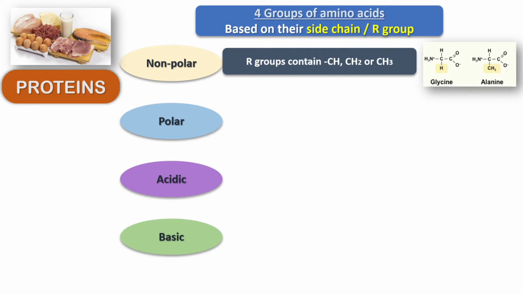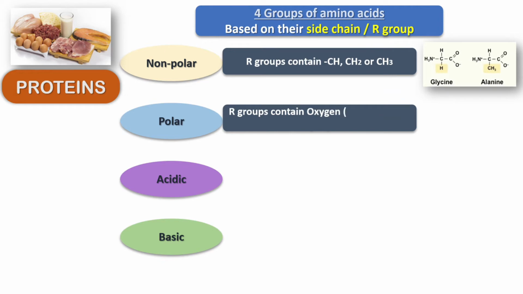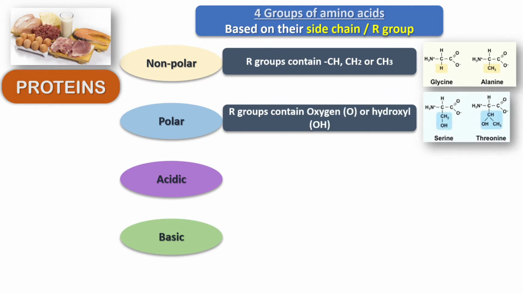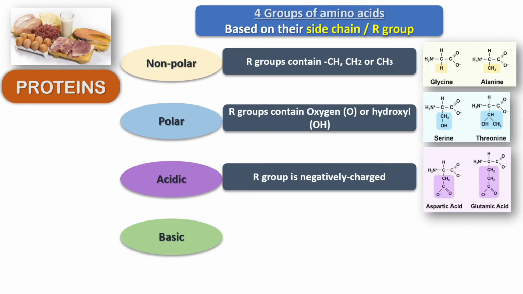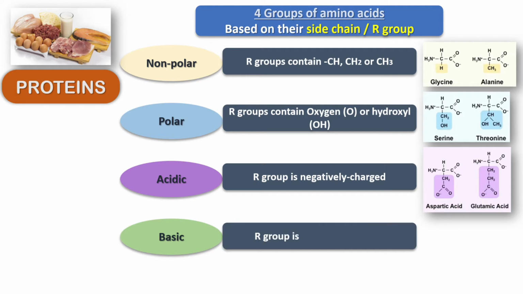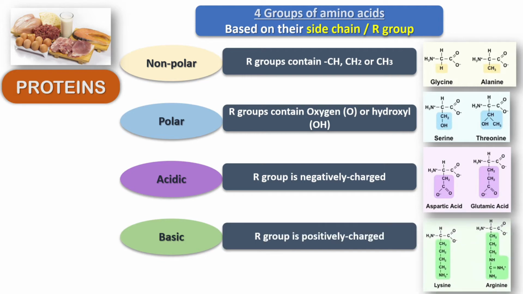In polar amino acid, R groups contain oxygen or hydroxyl group. For example, serine and threonine. In acidic amino acid, R group is negatively charged. For example, aspartic acid and glutamic acid. In basic amino acid, R group is positively charged. For example, lysine and arginine.